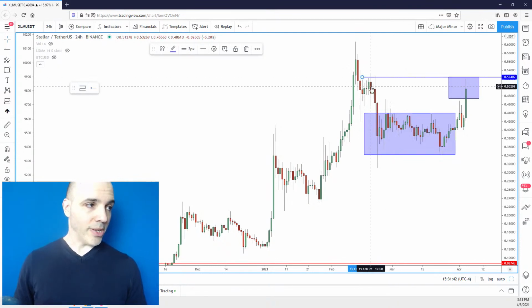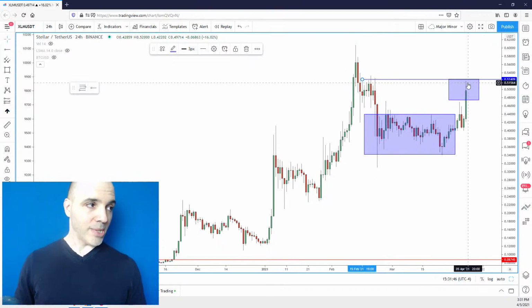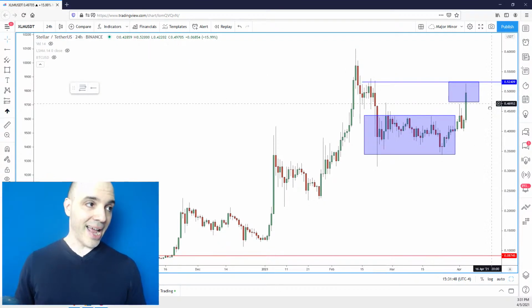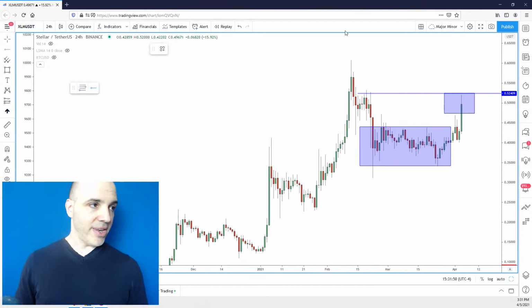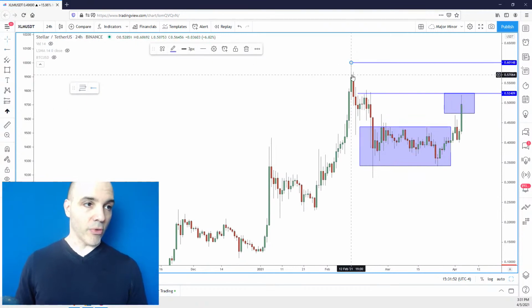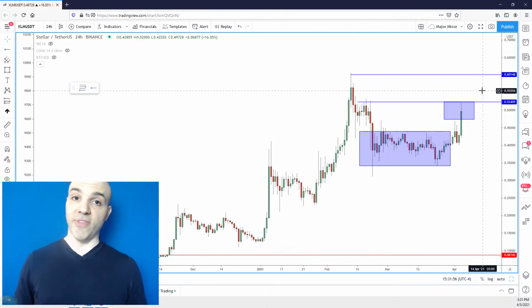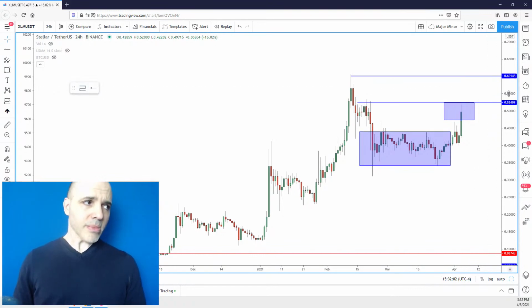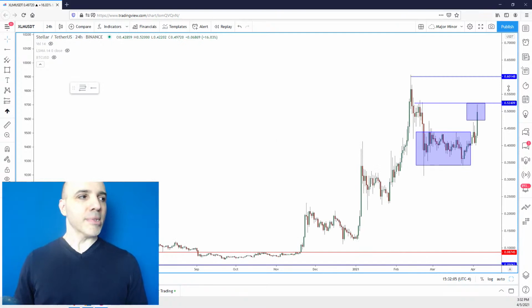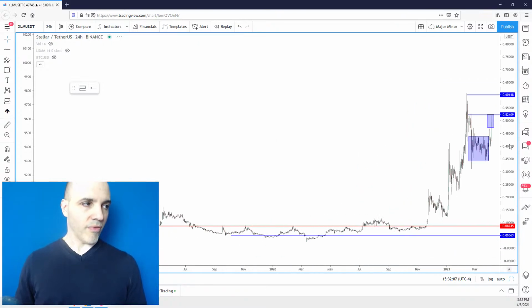So inflection points for XLM, you're looking at 53 cents, which it's basically coming off of right now. Then you have the recent peak over here at 60 cents. So I'd be looking for a test of that, as long as this momentum can continue. There's no sell signal in this thing right now. So I think 60 cents is realistic over the next few days.